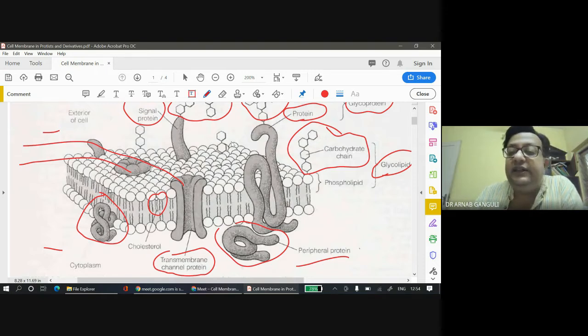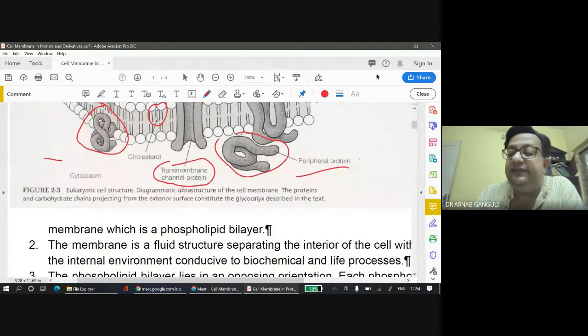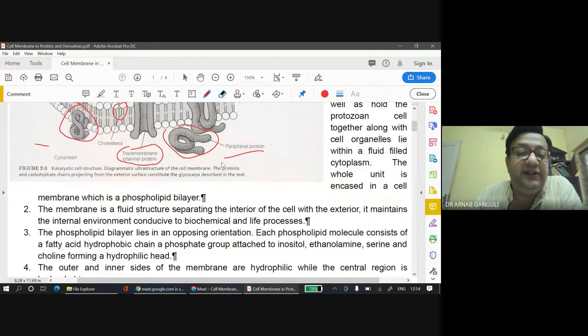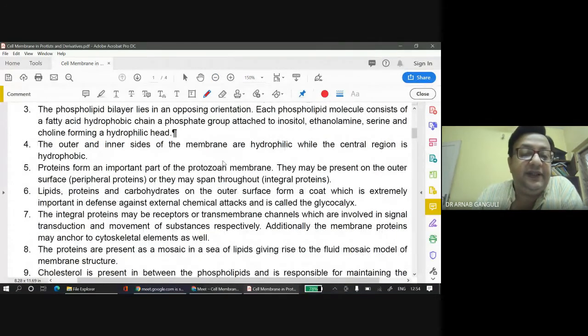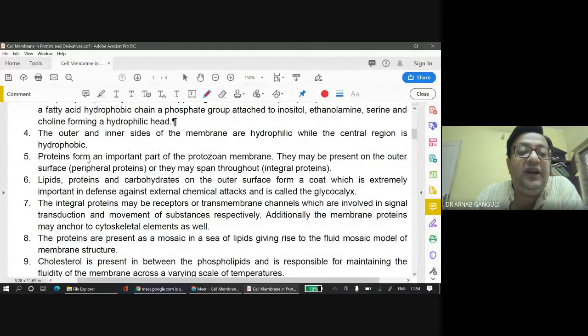So this is the cell biology part of it. Now let us come back to our protozoan part. So there is also one more line which I would like to mention here.